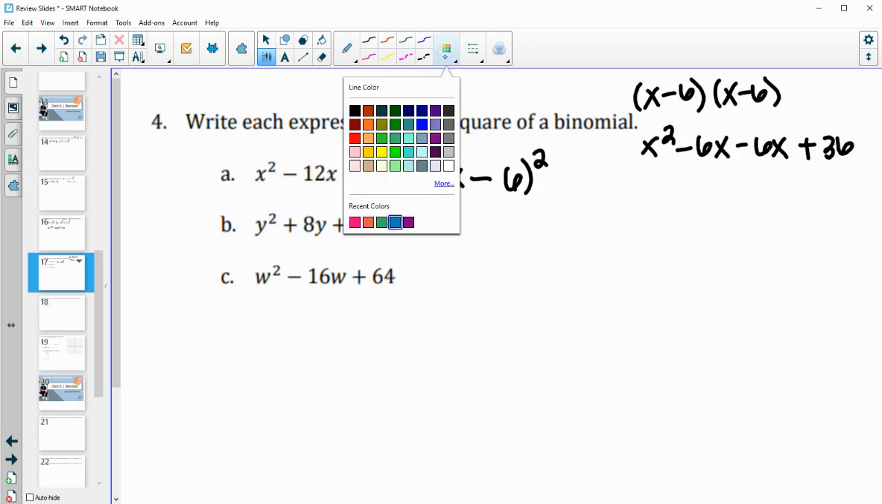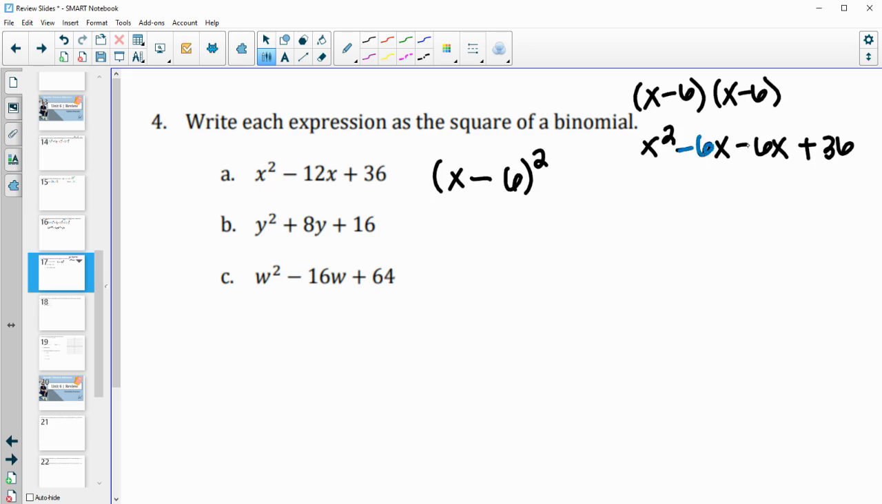So we're looking for this number, this -6 adds us to our -12, and it multiplies to that 36. So for this one, we're going to have y, and then the square root of 16 is 4, and then we need them both to be positive to get us +8 in the middle. And then the square root of 64 is 8. So 8 times 8 gives us 64, and then we need -8 plus -8 to get us that -16 in the middle.